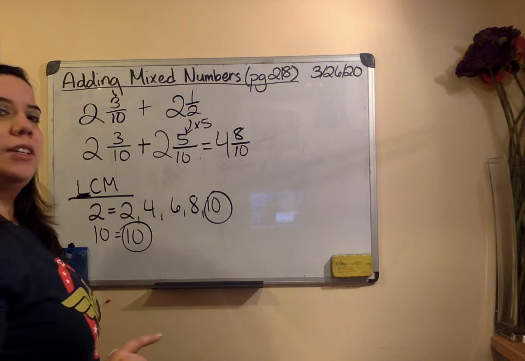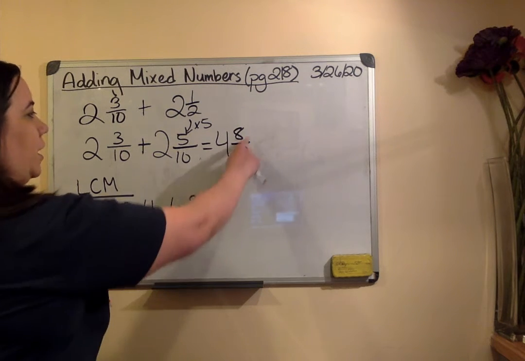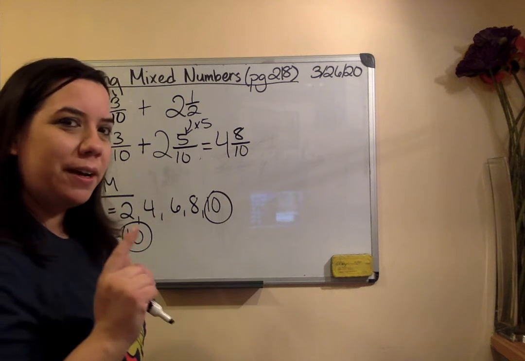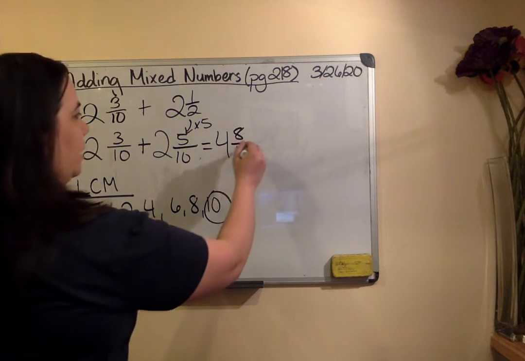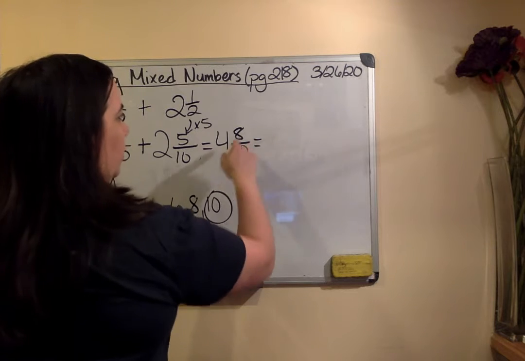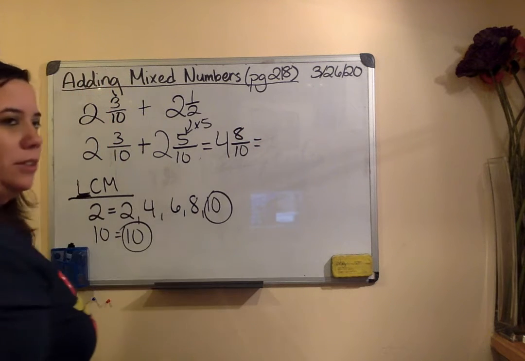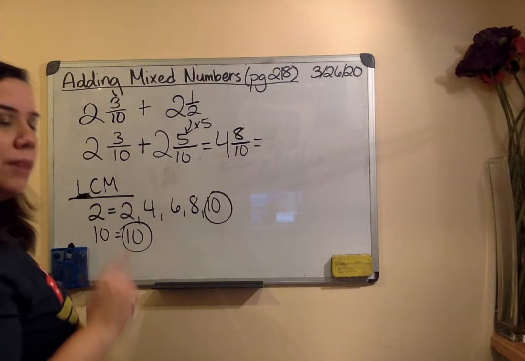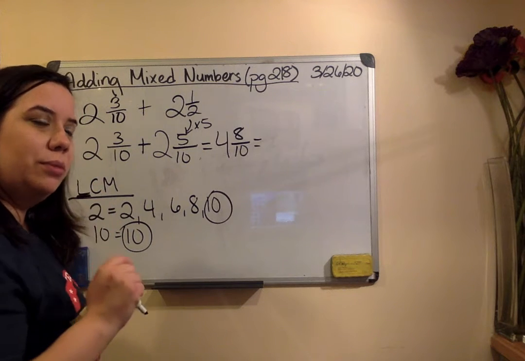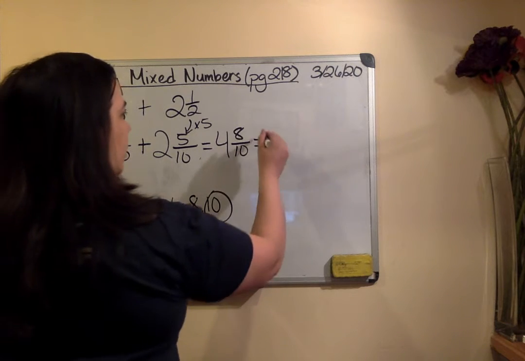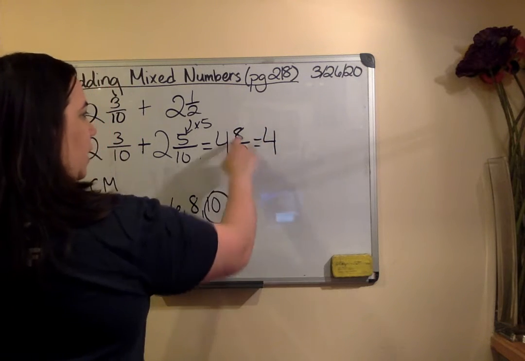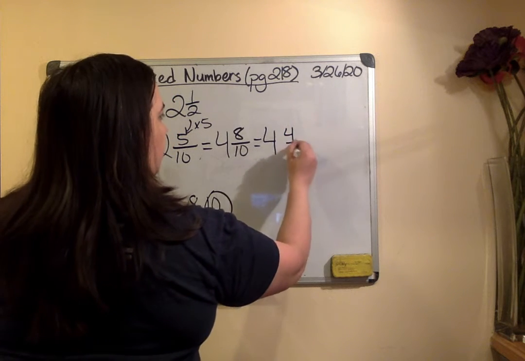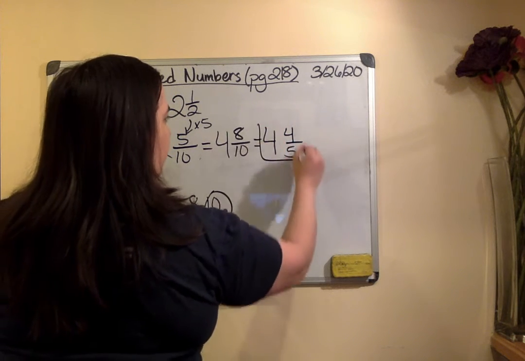And since you're my prodigious Panthers, you know that 8/10 cannot stay that way. We need to simplify. Very good. So let's go ahead and simplify. What is the greatest common factor between 8 and 10? Yep, they're both even, so they both divide by 2. Well, let's go ahead and do that. The 4 stays the same. 8 divided by 2 becomes 4. 10 divided by 2 becomes 5. And that is my final answer.